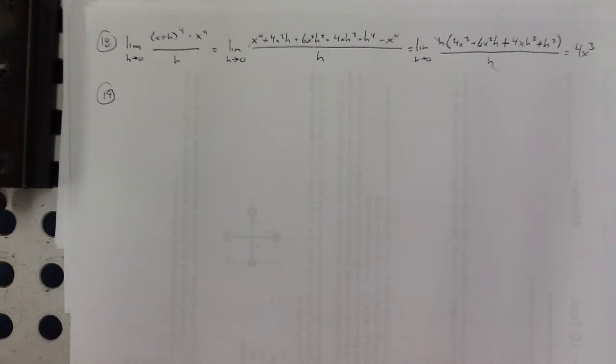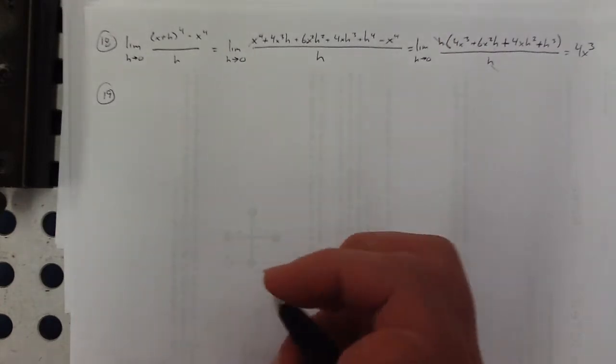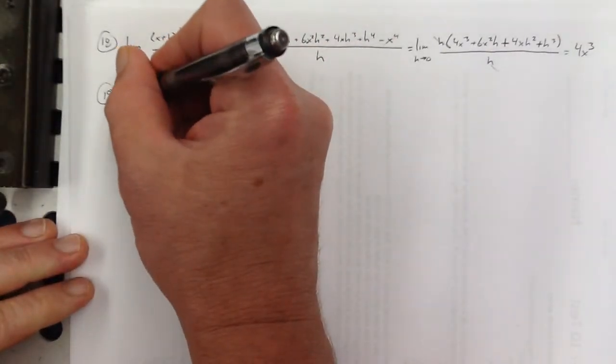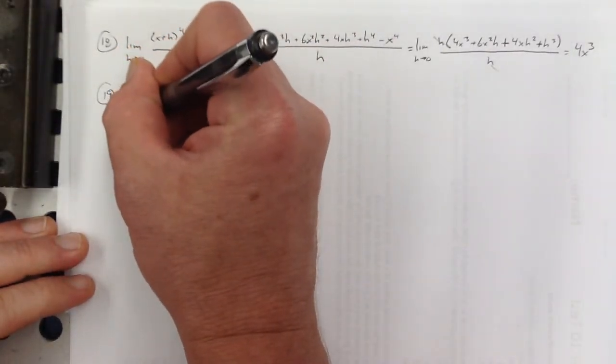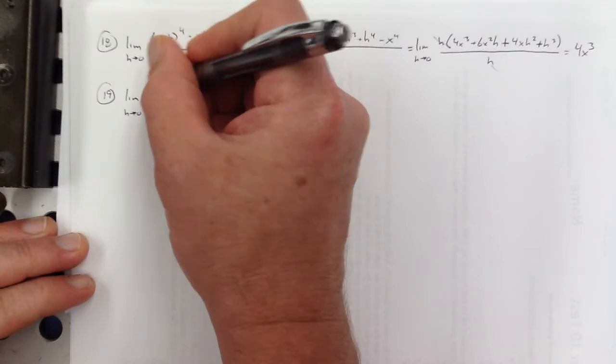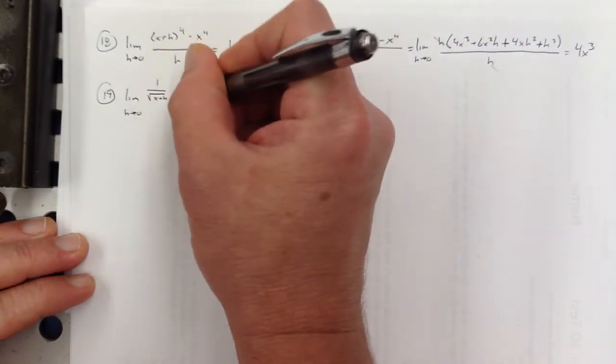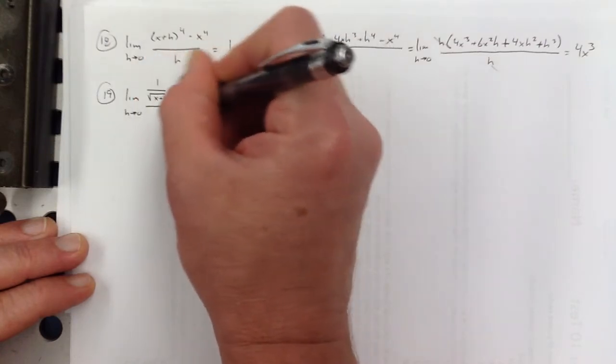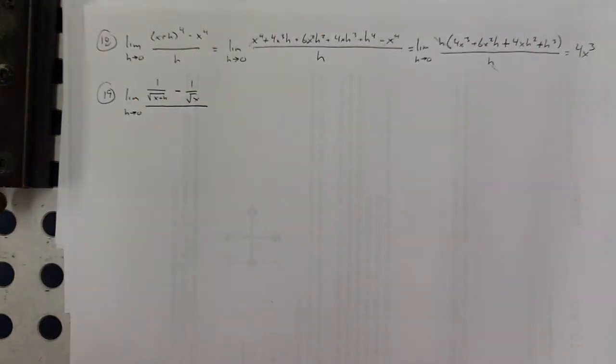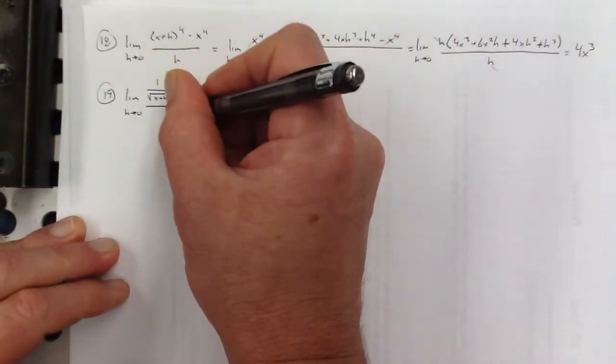1 over the square root of x. Ooh, this is like a conjugate and rational expression. That's mean. So 1 over the square root of x plus h minus 1 over the square root of x. Really not that bad. Just have to do a couple of things here.